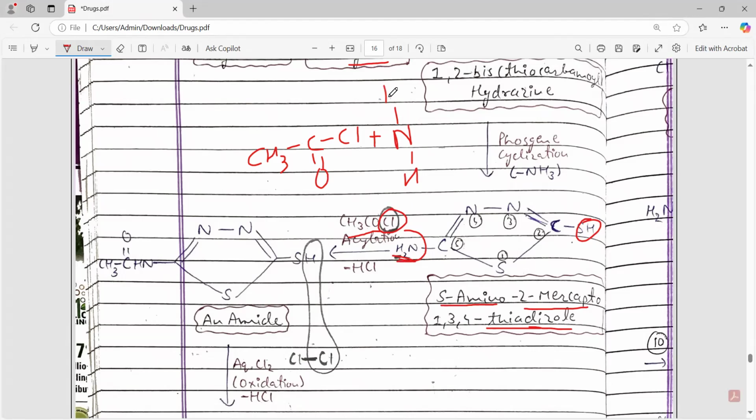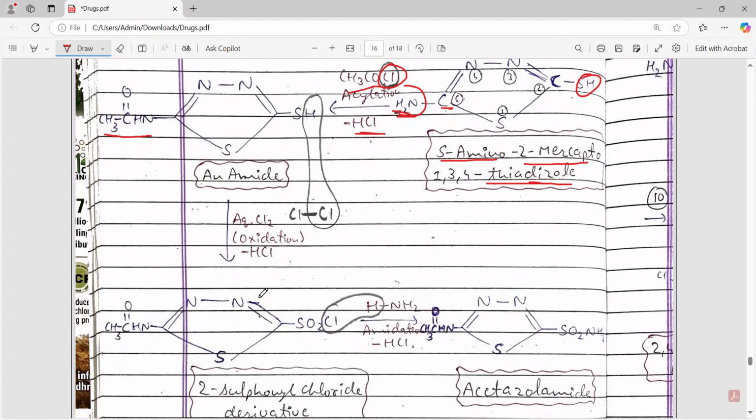This NH2 I'm just showing like here, and then this carbon as it is. So the removal of HCl will take place, minus HCl, and you are getting the CH3CONH group as it is. So an amide group will be there, NHCOCH3, forming an amide group.